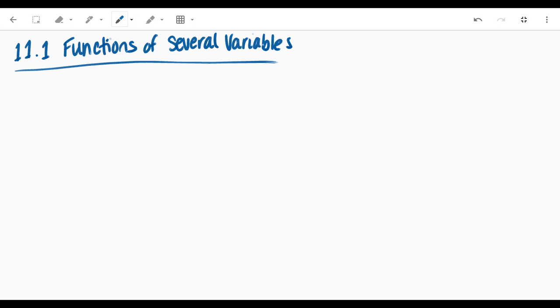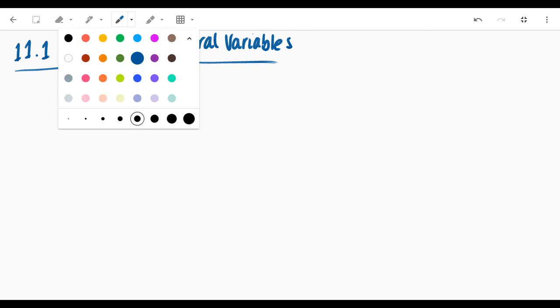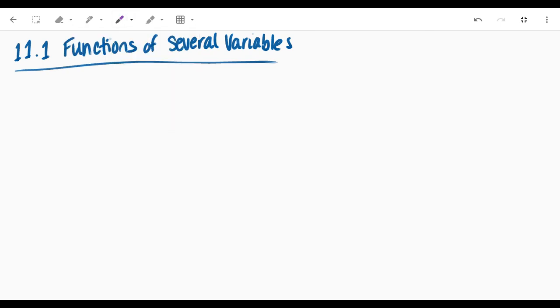Okay, section 11.1 is functions of several variables. So we're going to go through a lot of the same things that you saw when you first learned about functions of one variable. So you will see functions of several variables. For example, a function of two variables would be written like this. Just like when you did functions of one variable, f of x was our fancy way of saying y, f of x, y is our fancy way of saying z.